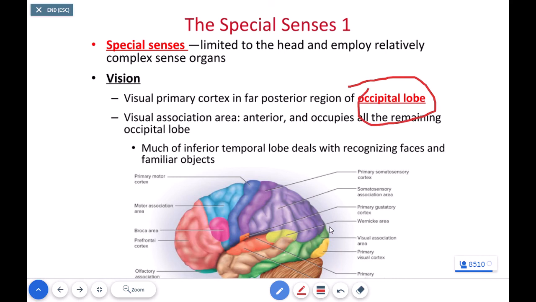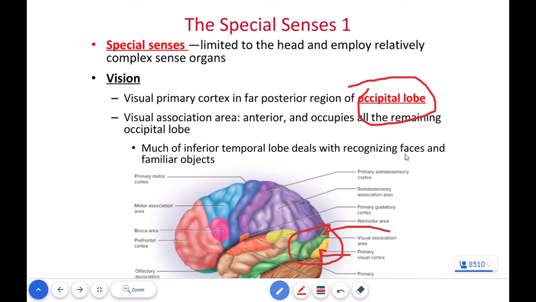The occipital lobe is named for the occipital bone, and is going to have the primary visual cortex here in yellow, and the visual association area next to the primary visual cortex in green. Now, when we think of vision, we process that vision with the primary visual cortex of the occipital lobe.